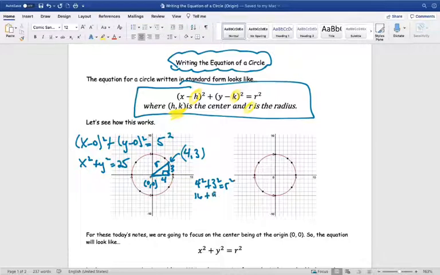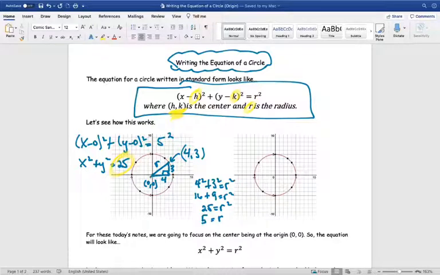So 16 plus 9 equals r squared, which means 25 is equal to r squared. That's where I got this number right here. That's my r squared. And then I could take the square root and figure out that the radius is just 5. Okay, let me show you how this relates to our formula.